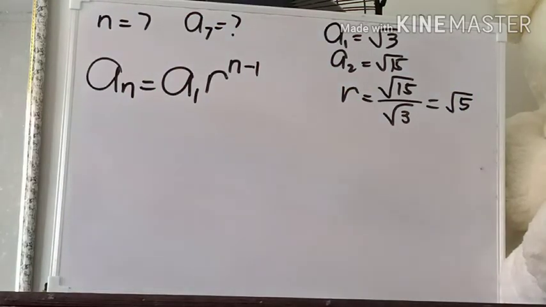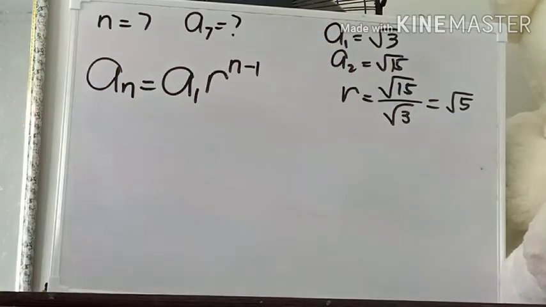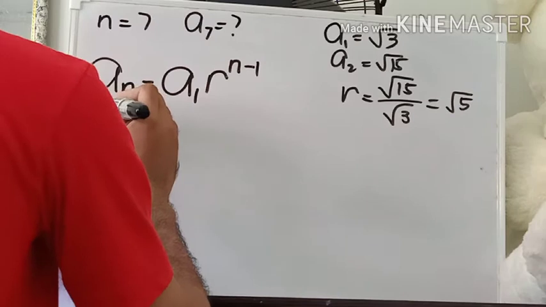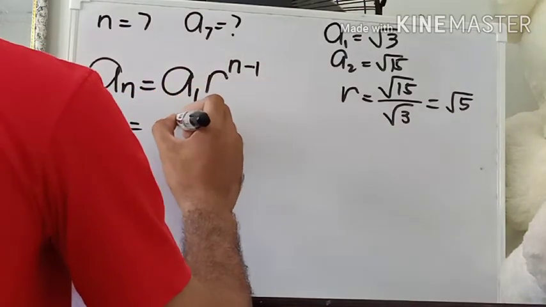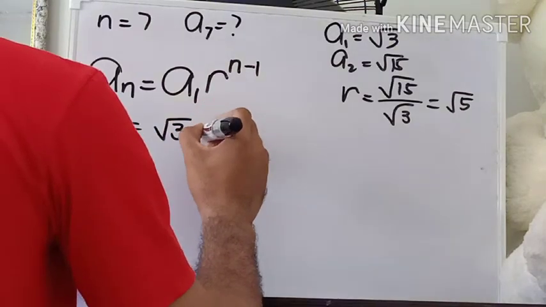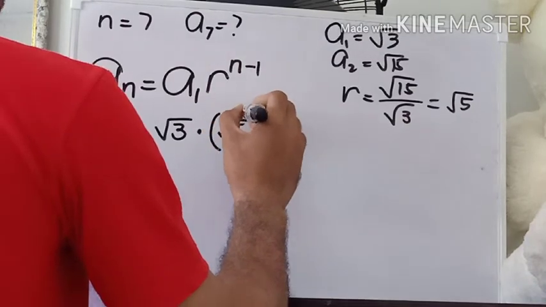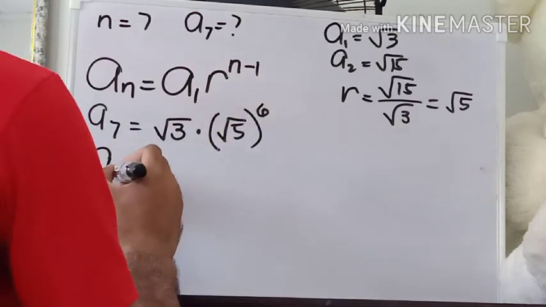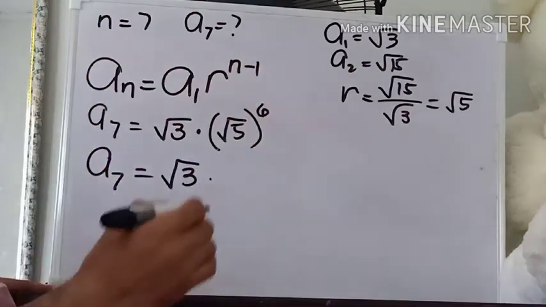So we now have the value of our common ratio, our first term, and the number of terms in the sequence. So this time, we can plug in those values in our general form and simplify. So you will have a sub 7 is equal to the first term, which is the square root of 3, times the common ratio, which is square root of 5, raised to 7 minus 1, which is 6.